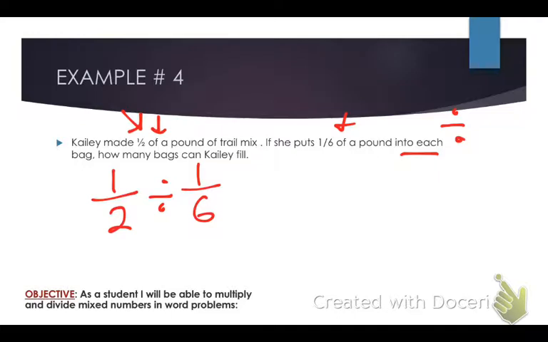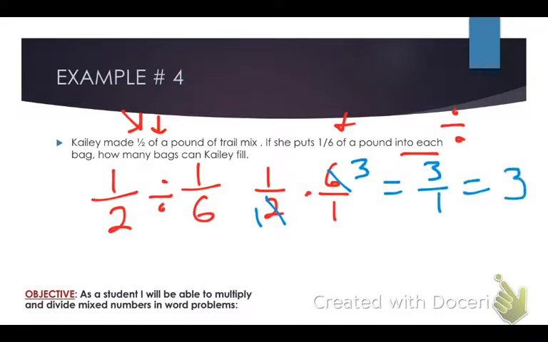You got to keep, change, and flip. So it's going to be 1/2 times 6 over 1. We're going to go ahead and pre-simplify. 2 and 6 have a common factor of 2. How many 2's are in 2? 1. How many 2's are in 6? It's 3. There's nothing else that can work. We're going to get 3 over 1, which equals 3. So how many bags can Kaylee fill? Well, she can fill 3 bags.